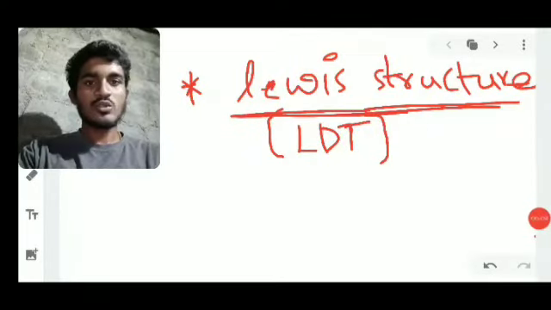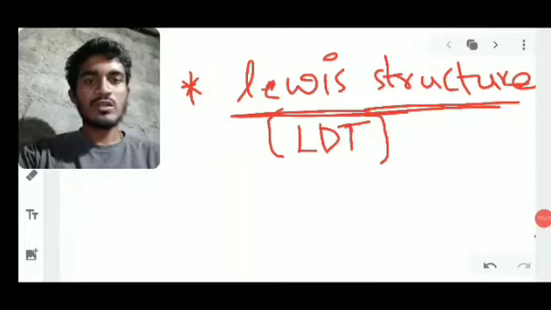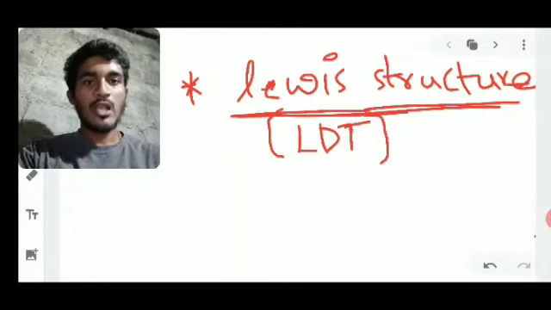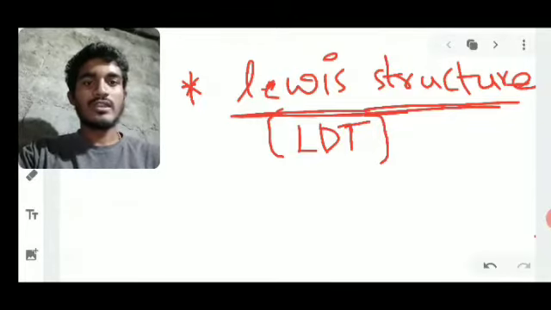Hello everyone. Today I'm going to give you an easy clue about how to draw Lewis structures and how to write them for whatever compounds or molecules are given. Today we will discuss some rules about Lewis dot structures, how to write them for any compounds.